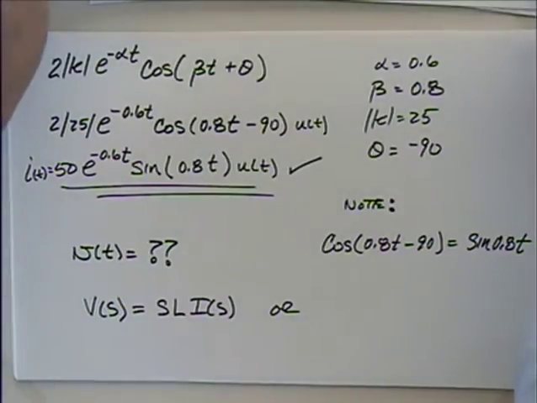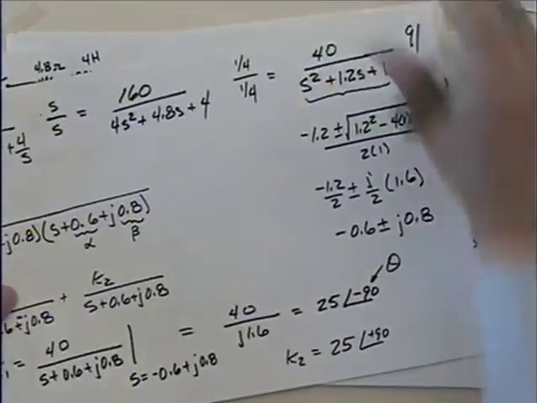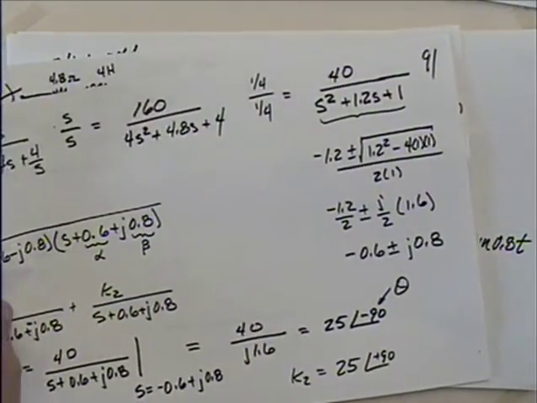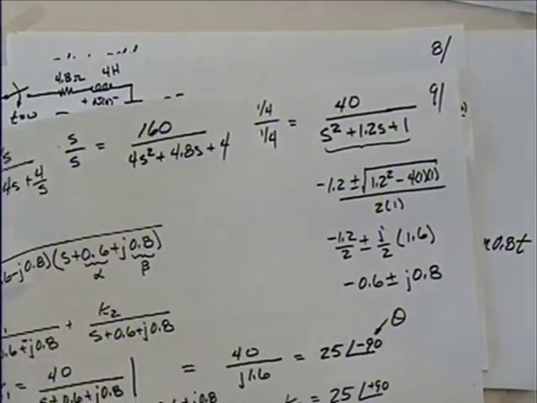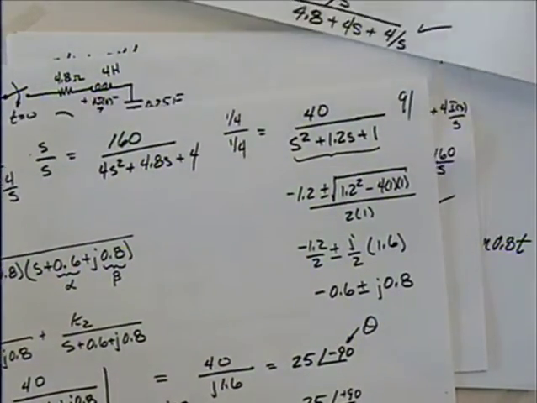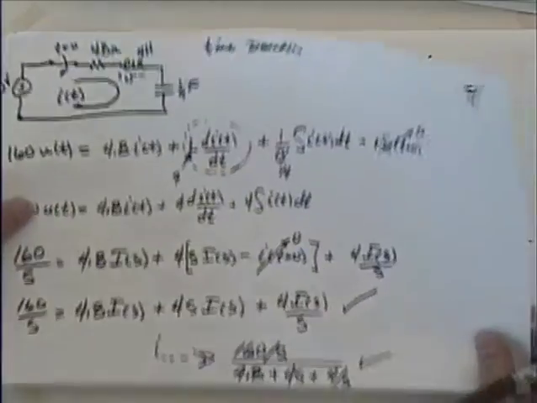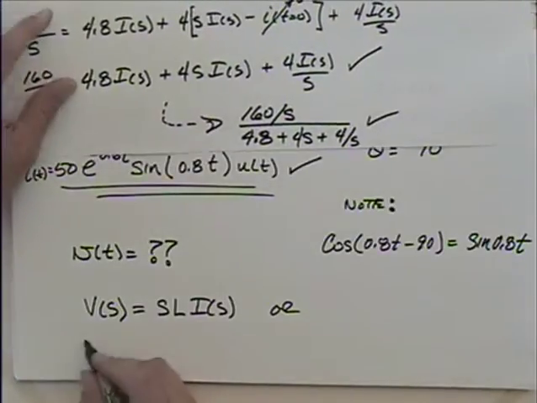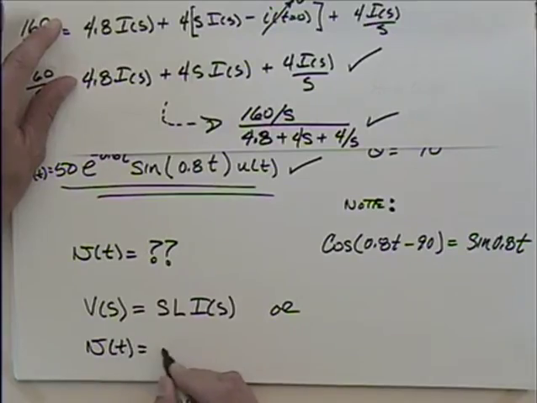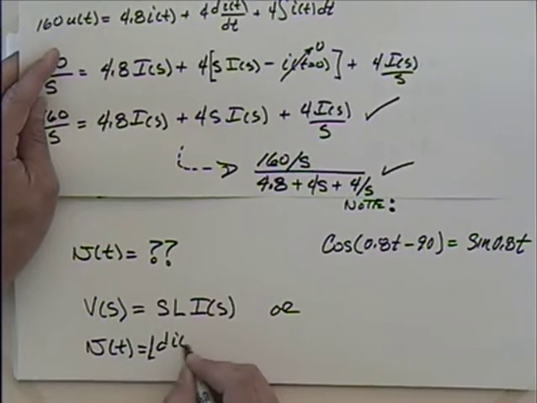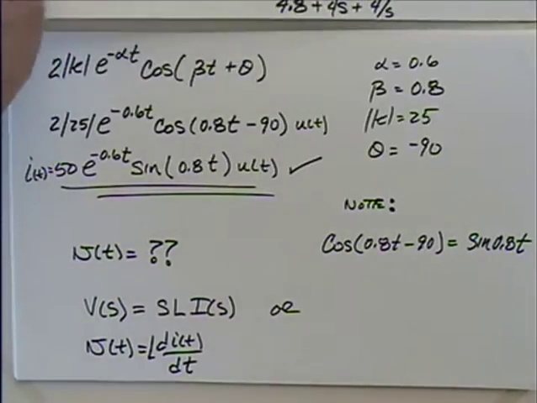Or, let's see, is there another way that we could do it? Yeah, back here. Well, I think I got my page numbering mixed up. This should be 10. L di dt, and that's v in the time domain is equal to L times di dt. Okay. So we'll tackle both those ways in the future and see if we come up with the answer.